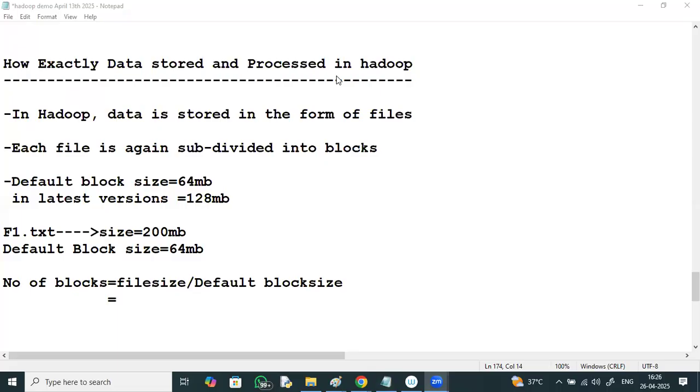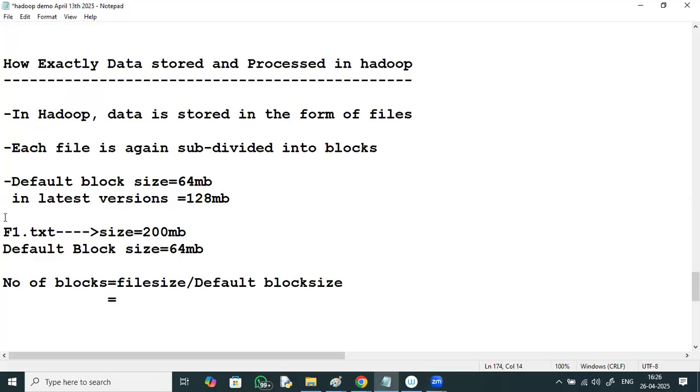Yes, Rohit, I'm going to discuss those with multiple examples now. If you have two files whose size is less than 128 MB, will they still be allocated different blocks? Yes. Two files' data cannot be stored in a single block.